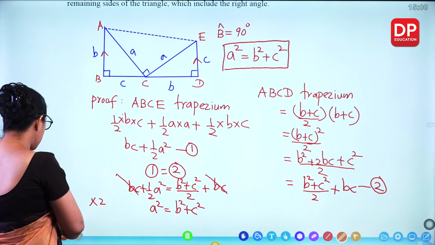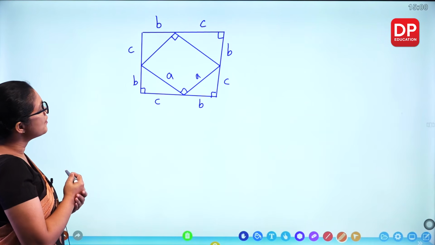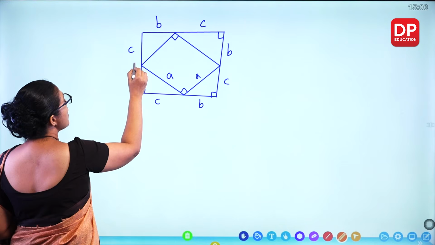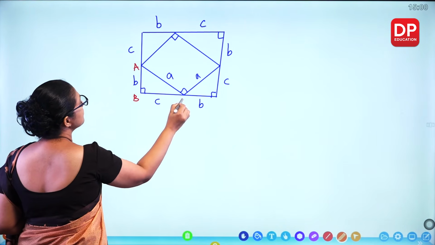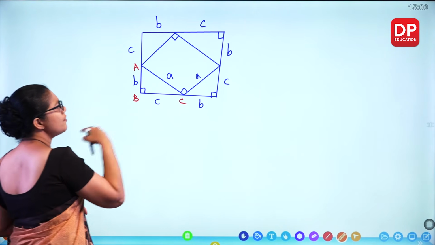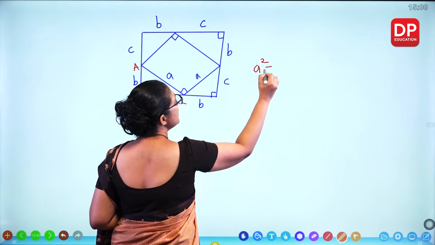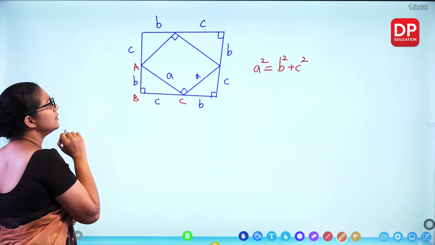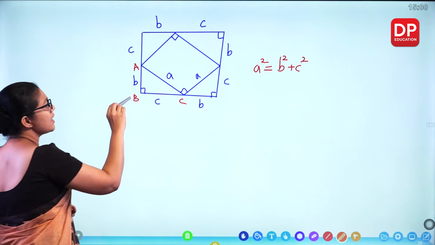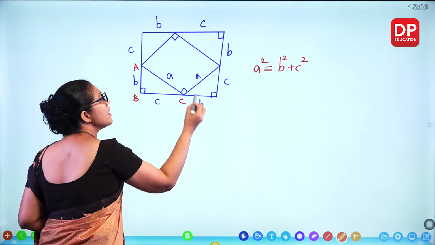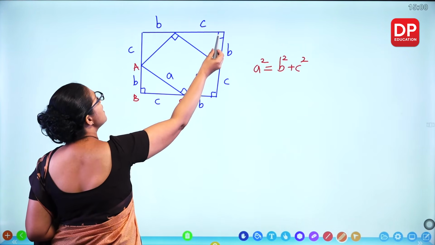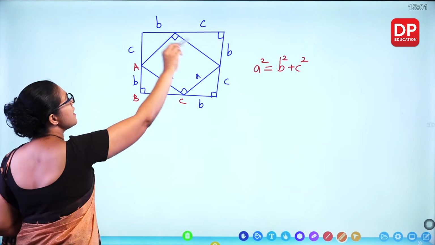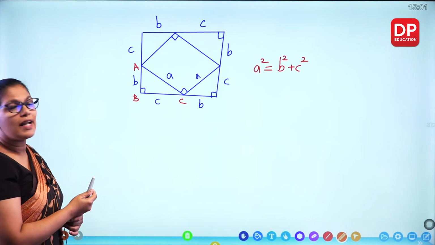Now we'll take another diagram and see. Now this time, this is the ABC triangle. So here what do you need to prove? A squared is equal to B squared plus C squared. Now I'm taking, if this is C, this way B. Other way around C, B. C, B. I created a square like this.